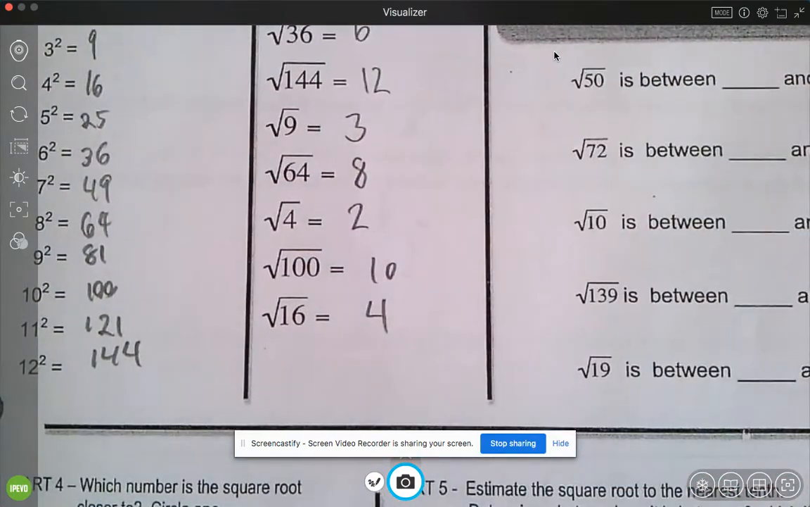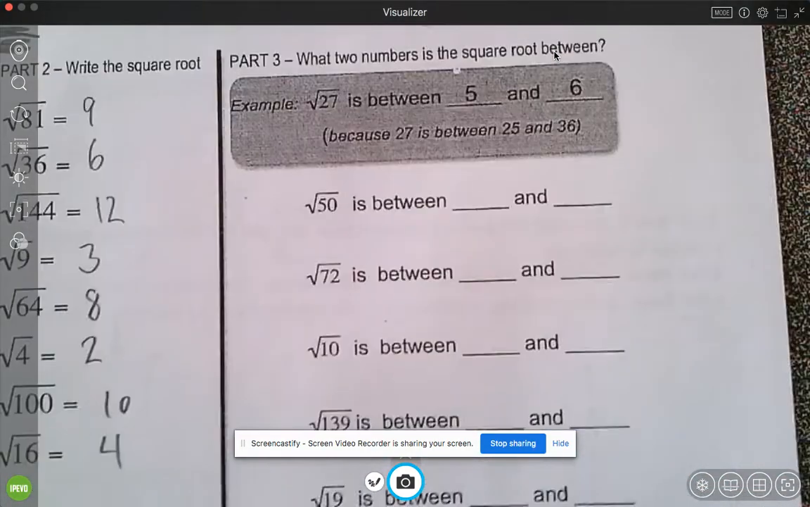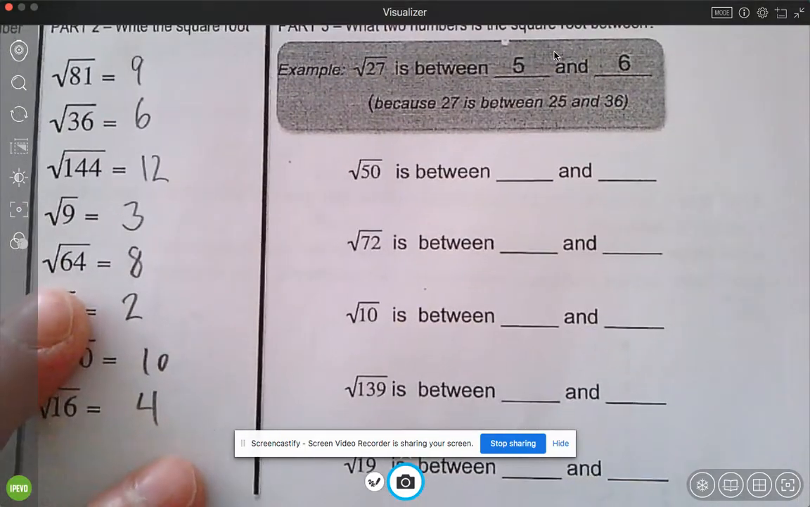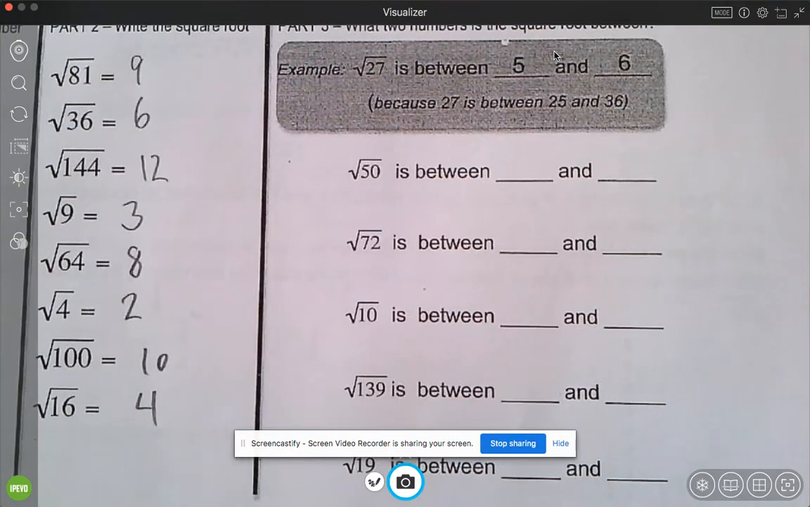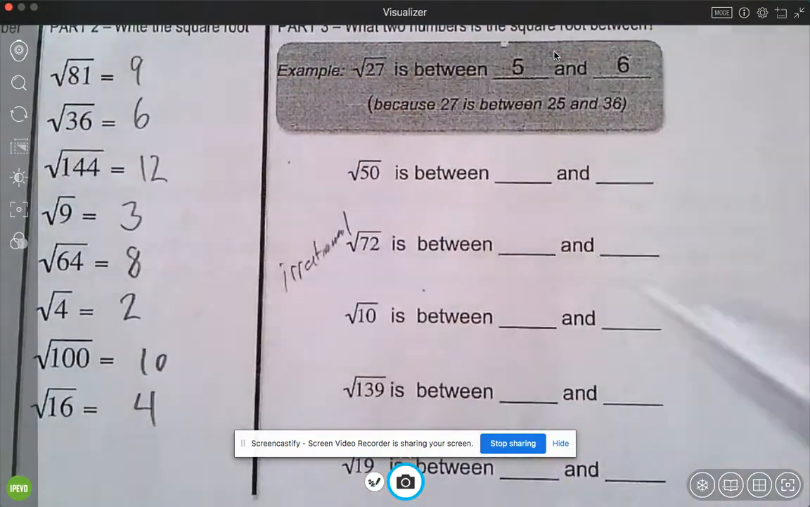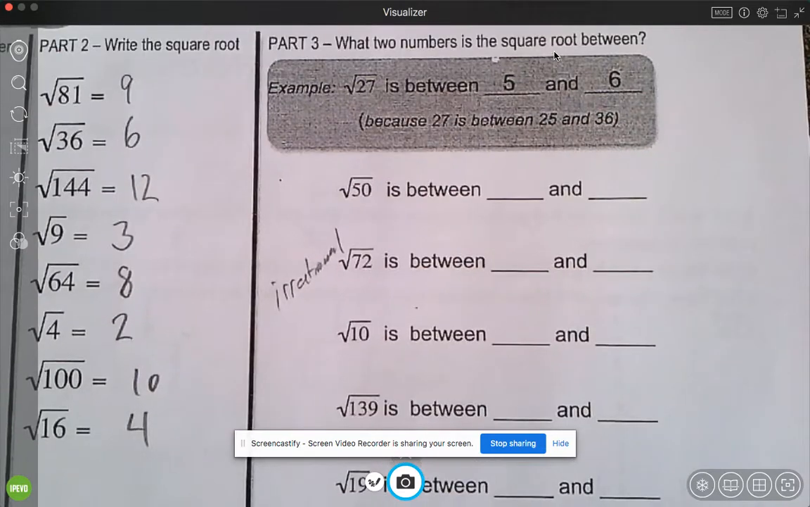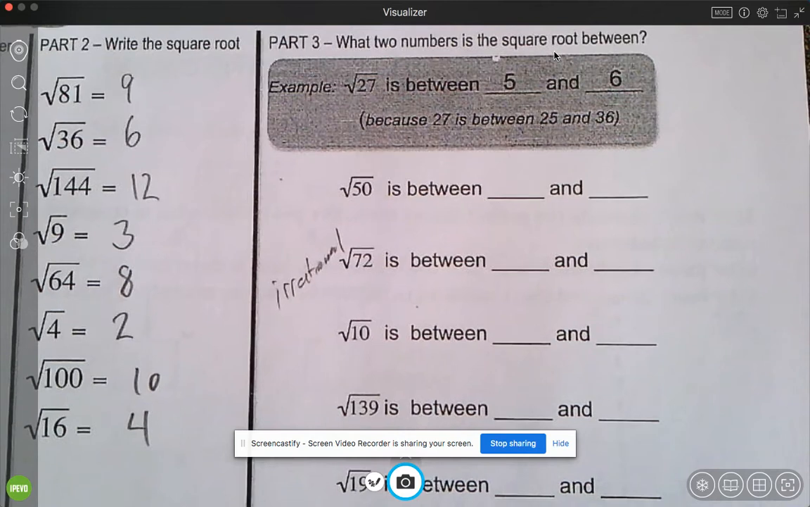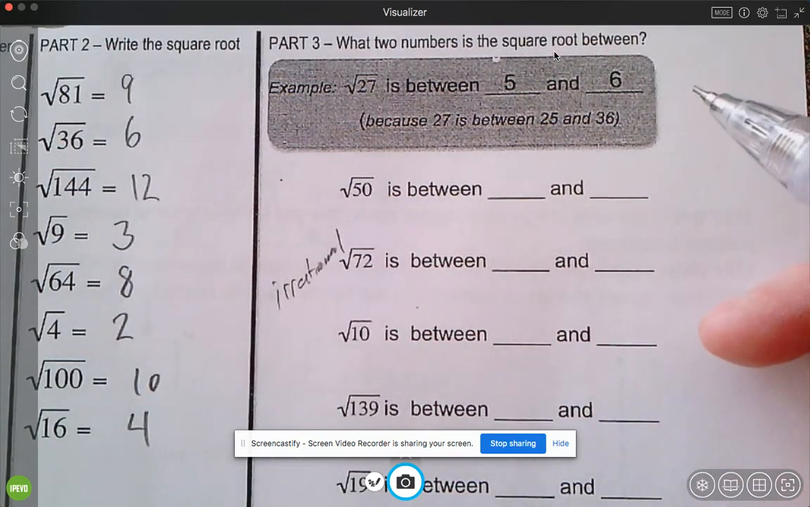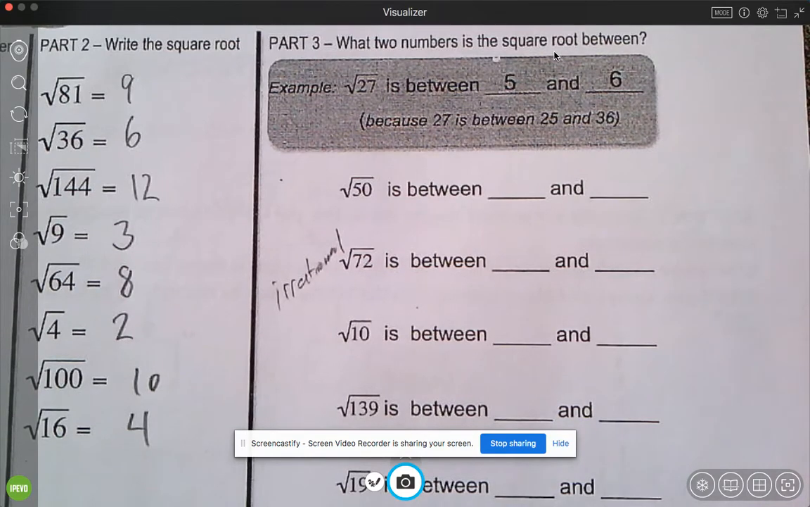and 4. Okay, so in part 3, all these numbers here are irrational numbers. So the task now is, can we estimate without a calculator what this will all come out to be to the nearest tenth? The first method we're going to learn today is just guess and check.